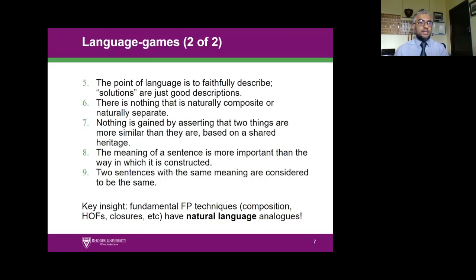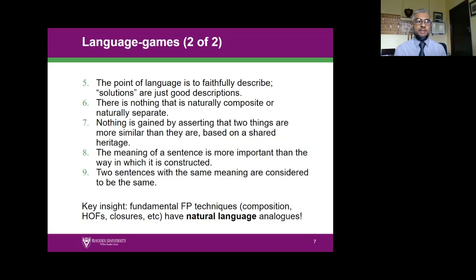This slide contains some still relevant but more broad picture takeaways from Wittgenstein's philosophy about language games. I'll leave them for the questions or later perusal if you're so inclined, but what I want to draw out is the text right at the bottom of the slide. Fundamental functional programming techniques have natural language analogs. We compose words all the time. We relate them to their original contexts. We have no problem passing entire concepts around in a single word, and so on.